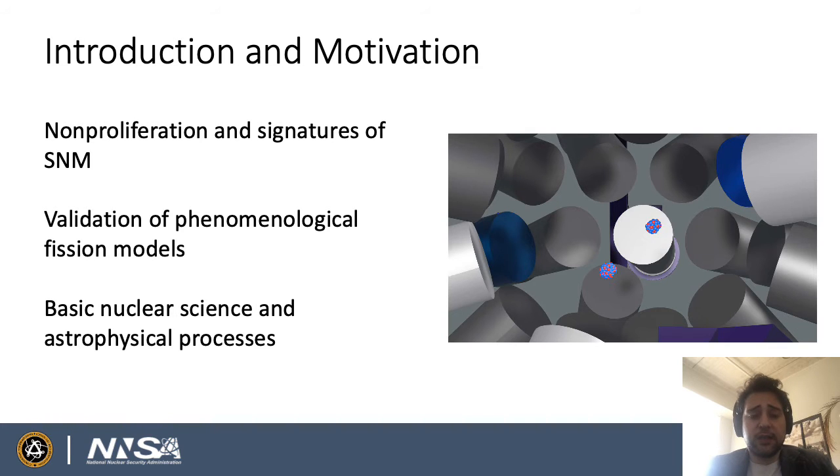Lastly, there is a component of basic nuclear science to the work we do, because we're investigating really the initial properties of the fission fragments immediately following the fission reaction. And there is still a lot of interesting physics that has not been explored in this area.